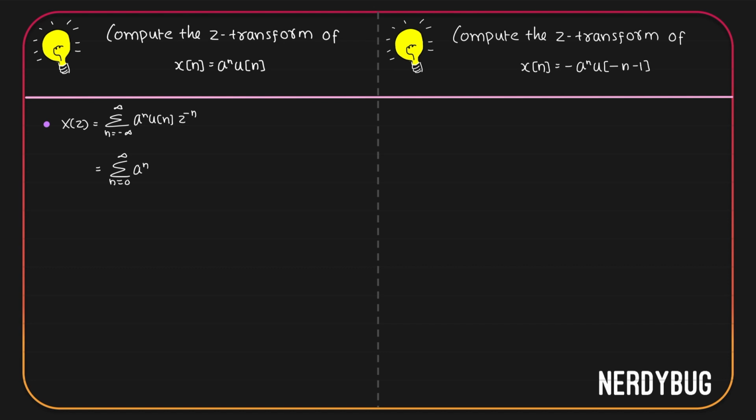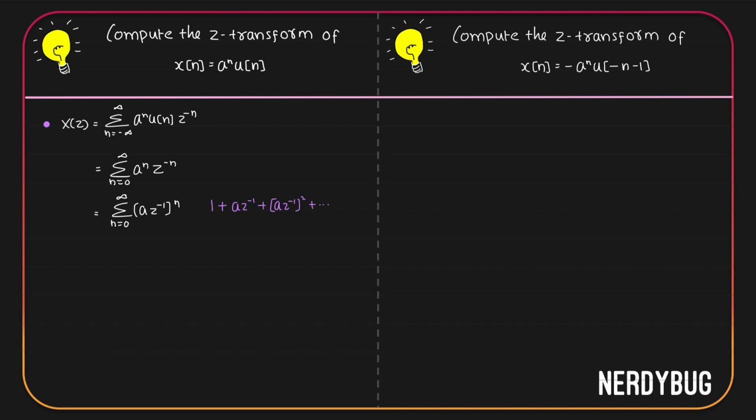a raised to n. From n equals 0 to infinity, u of n is 1, so we don't have to write it. z raised to minus n. We can write it like this: summation from n equals 0 to infinity a z raised to minus 1 to the power n. Now, this is the sum of a geometric progression. If you give n equal to 0, it is a z raised to minus 1 to the power 0, which is 1. Plus, if you give n equal to 1, you get a z inverse. Plus, if you give n equal to 2, you get a z inverse to the power 2. Plus, it goes up to infinite terms. So, this is an infinite GP.